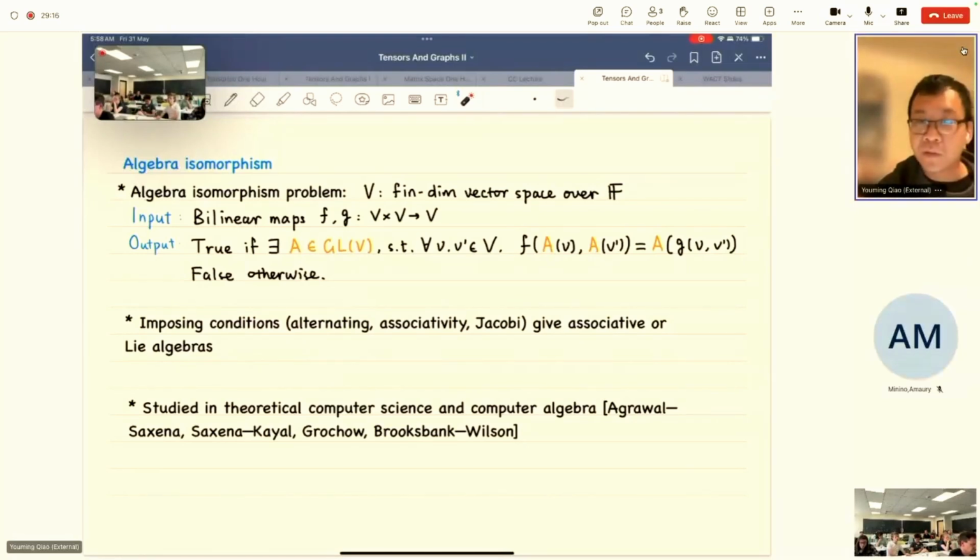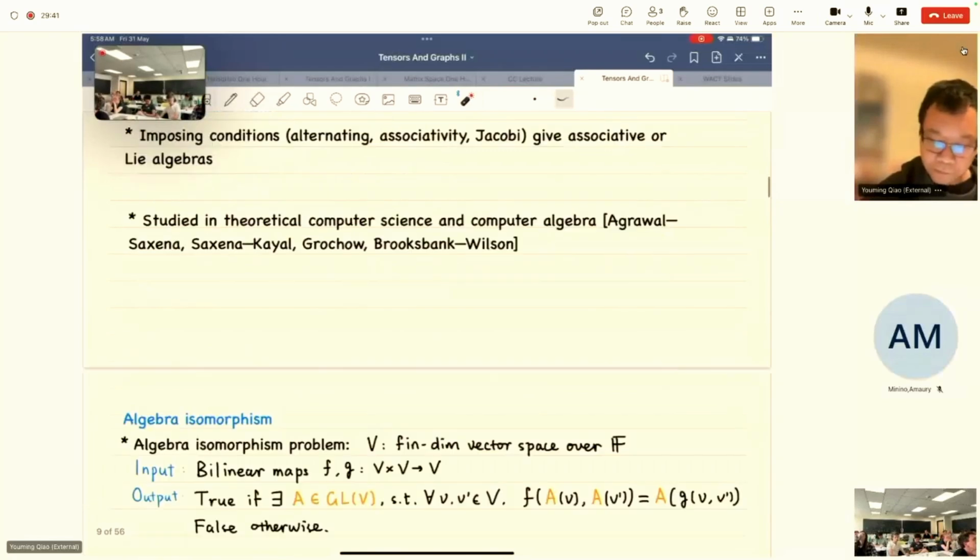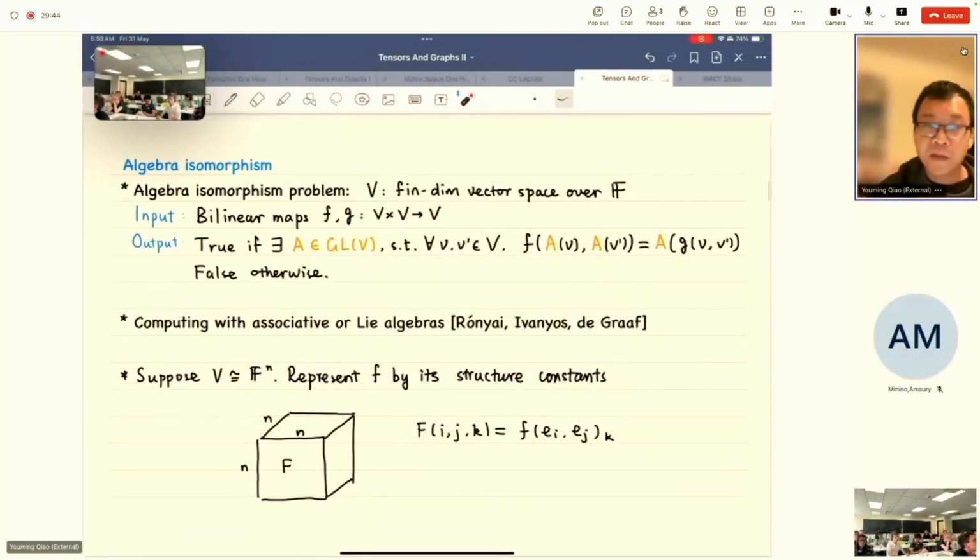Of course, for algebraists, you would like to impose conditions like alternating, associativity, Jacobi, and so on, so that you get associative algebras or Lie algebras. This has been studied in theoretical computer science and in computer algebra by these people, Agrawal, Saxena, Grochow, and of course James and Peter. So computing with algebras is also a big topic in computer algebra. For example, Willem de Graaf and others have been studying this. There are monographs about this.